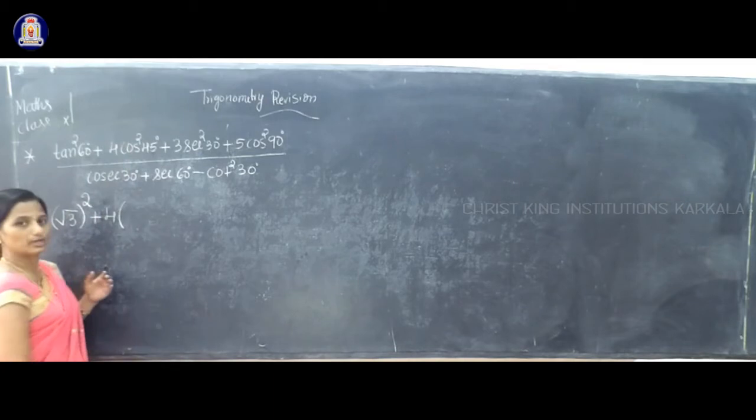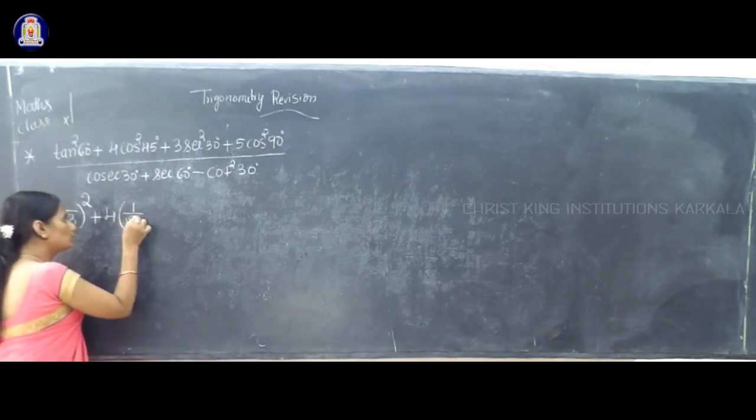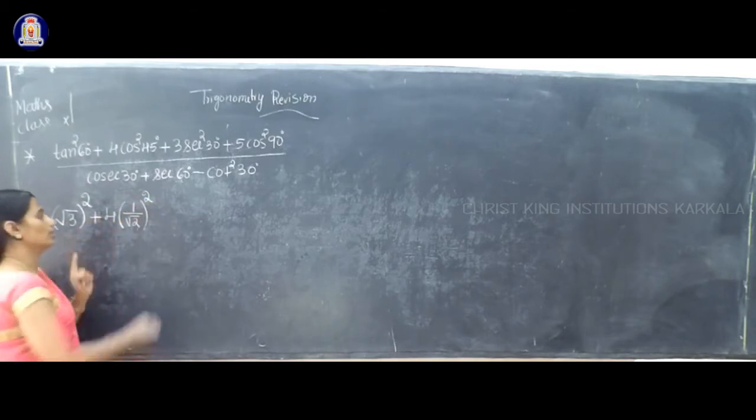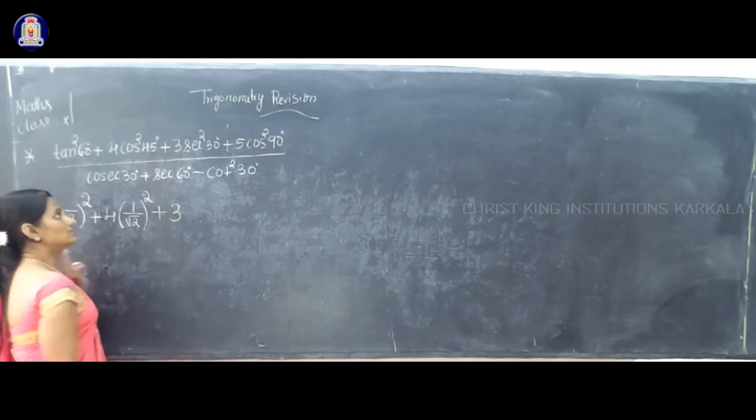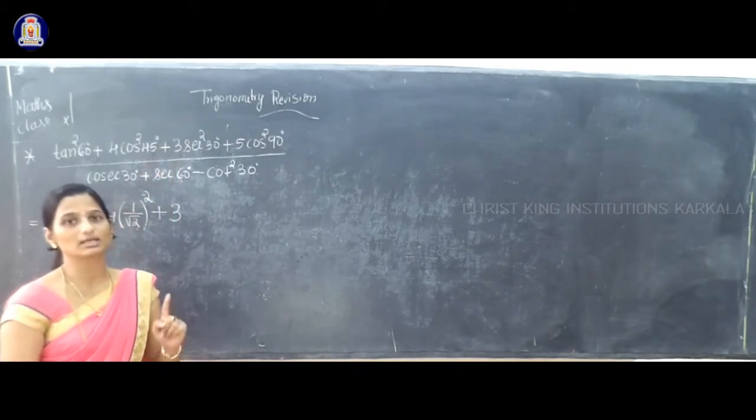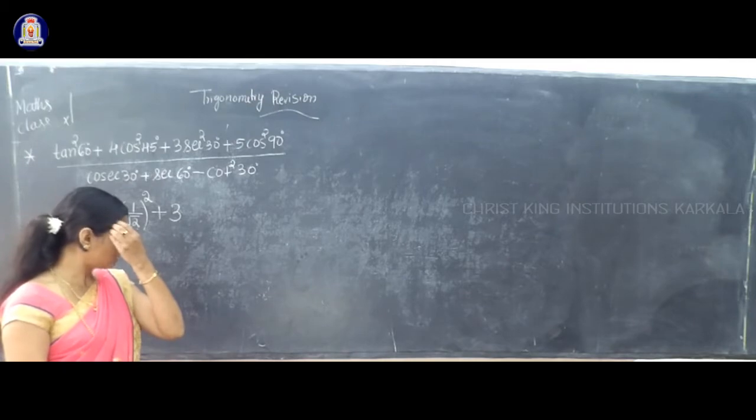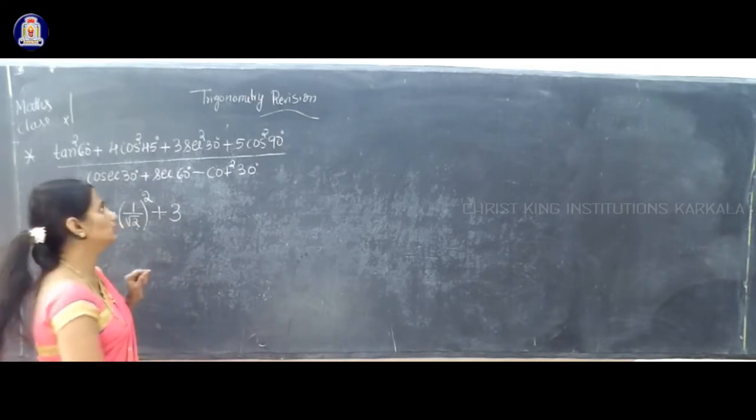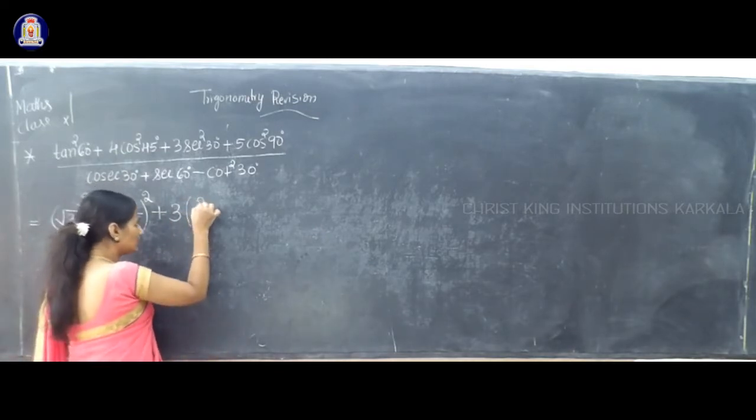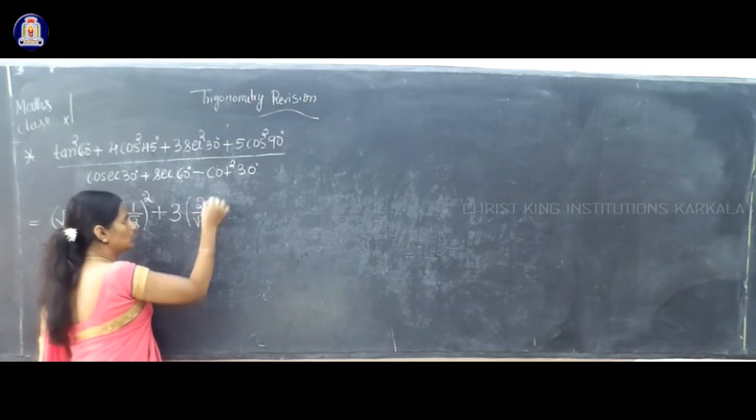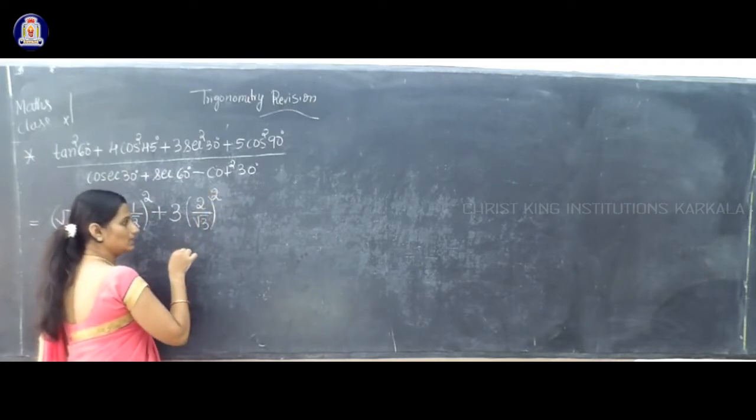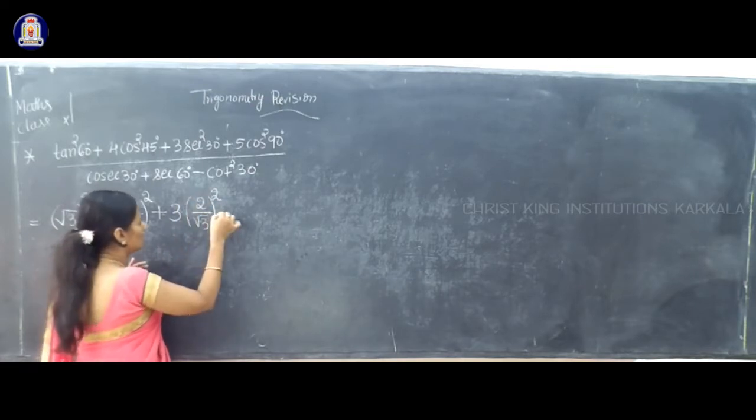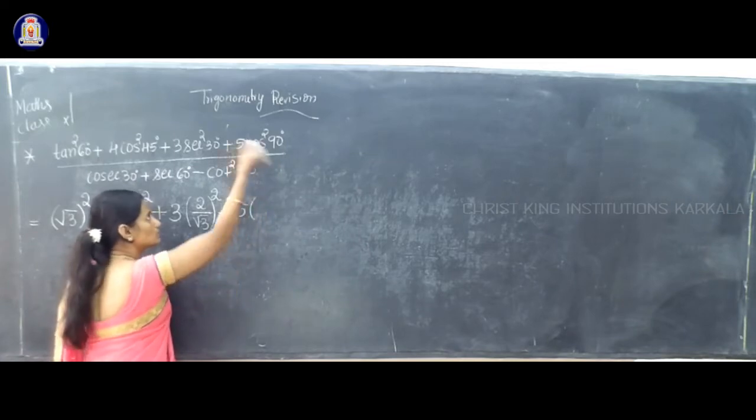Cos 45, how much is it? 1 by root 2. Cos square is 1 by root 2 whole square plus 3 secant square 30 degree. Secant 30, what is the value of secant 30? Cos 30 is root 3 by 2, so secant 30 is 2 divided by root 3, whole square, plus 5 cos square 90.